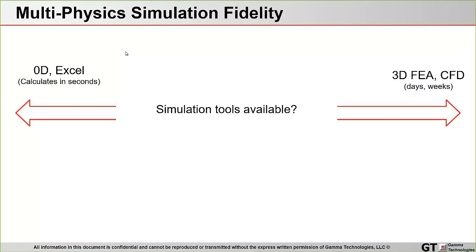Now, in terms of multi-physics simulation fidelity, and you think about the different tools that are available to engineers, there's a bit of a spectrum in terms of CAE tools available. If we start on the left-hand side, the spectrum can be as simple as looking at Excel calculators, back of the envelope calculations, 0D type models, and so forth. And these typically can be calculating on the order of seconds or even faster, depending on the objective of the tool.